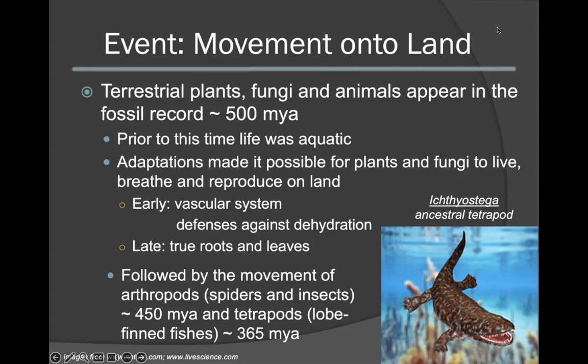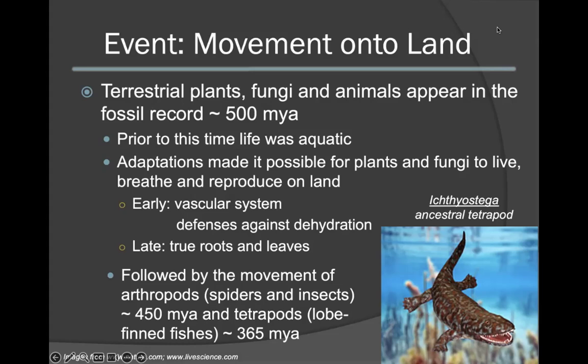Another important event in the history of life on Earth was the colonization of land. Terrestrial plants, fungi, and animals appear in the fossil record approximately 500 million years ago. Prior to this time, life was considered aquatic. There are many adaptations that made it possible for plants and fungi to live, breathe, and reproduce on land. Early adaptations include the presence of a vascular system, as well as defenses against dehydration that would have made it advantageous for that organism to live in a terrestrial type of environment. Late adaptations include the development of true roots as well as leaves.